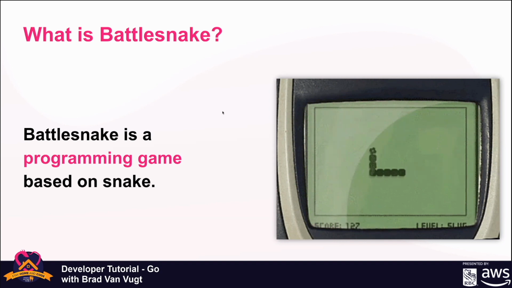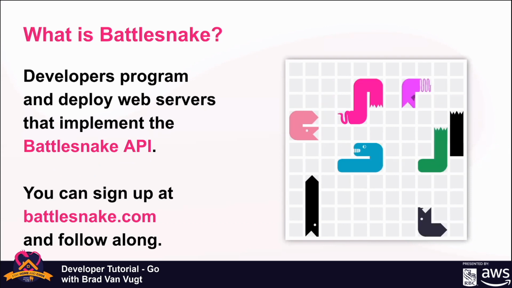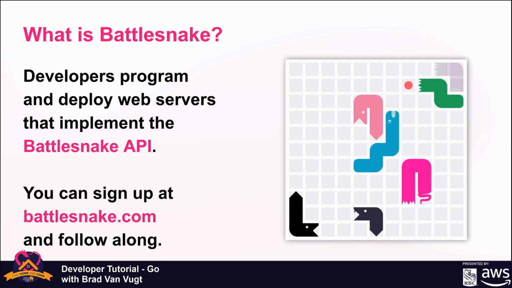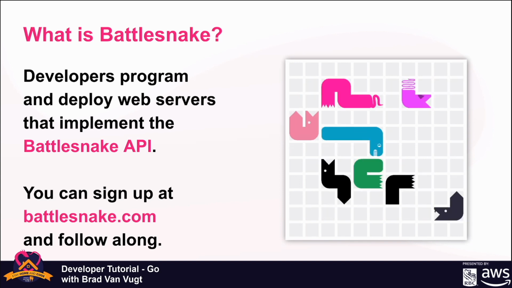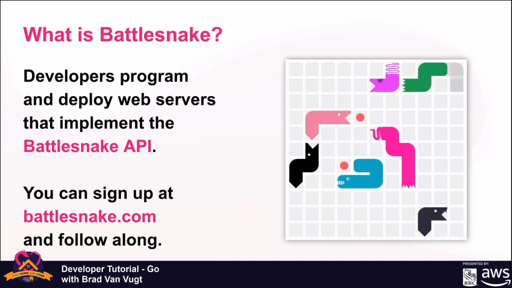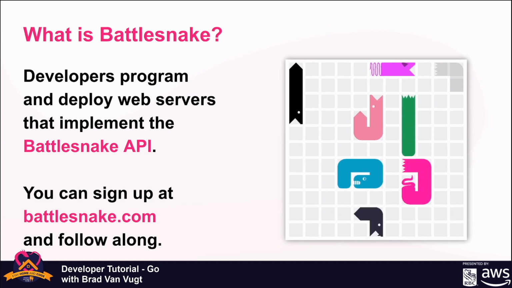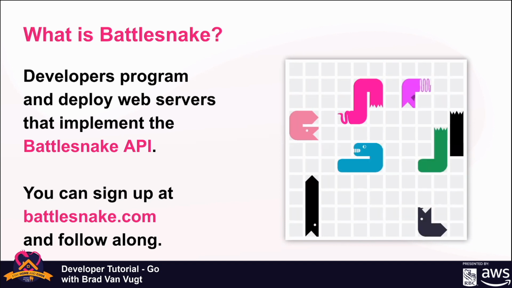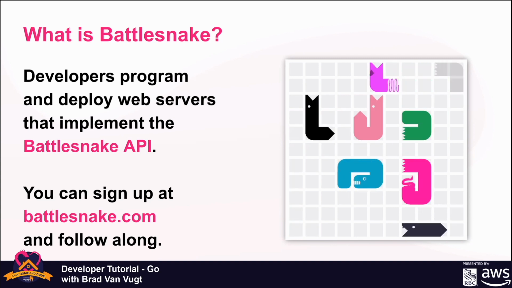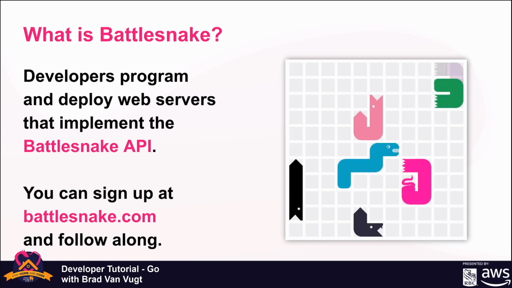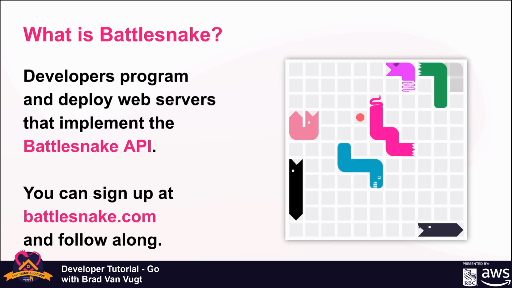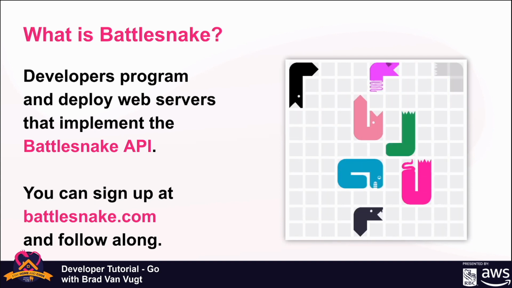What we do is we let developers program their own snake to play the game, and then we put a whole bunch of snakes on the same board. This makes it way more challenging and way more interesting from a gameplay, from a strategic point of view. In order to play the game, you write a web server and deploy it to the internet, and you just have to make sure that it implements the Battlesnake API, which is very simple, and I'll talk about that in a minute.